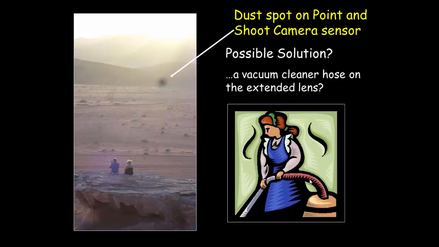One solution is to use a vacuum cleaner hose on the extended lens when you turn it on. And be careful, because this is a last resort kind of thing, because you could suck out the wrong items out of your camera. But be careful. But you could remove dust this way.